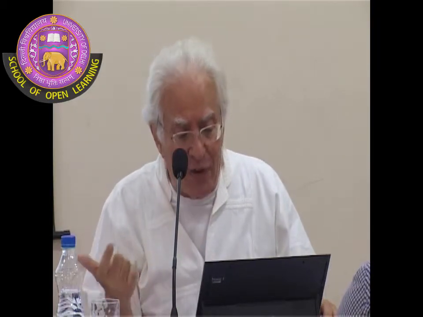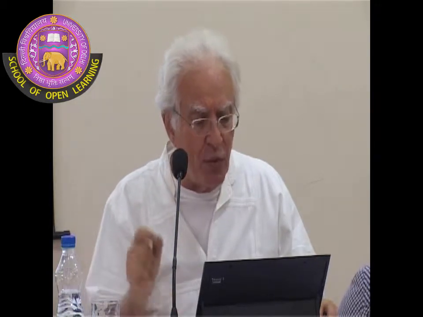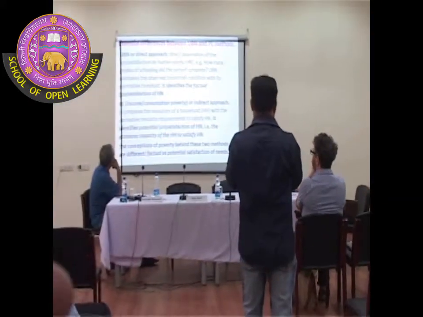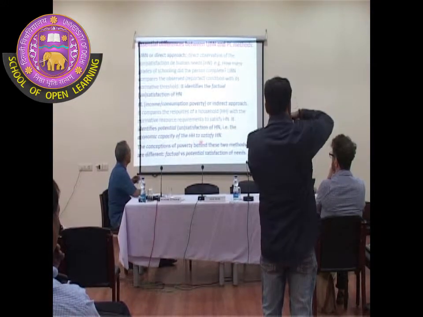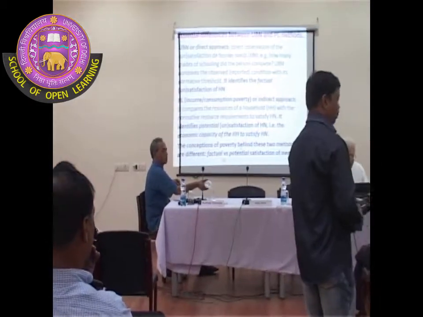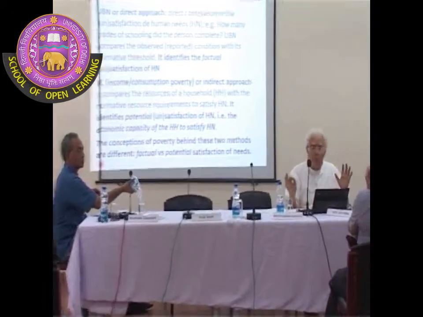PL, poverty line, income or consumption poverty, or indirect approach. It's an indirect approach. Why? Because it compares the resources of a household with the normative resource requirements to satisfy human needs. It identifies potential unsatisfaction of human needs. In other words, it identifies the economic capacity of the household to satisfy human needs. The conception of poverty behind these two methods, as you can see, are different. Factual versus potential satisfaction of needs.